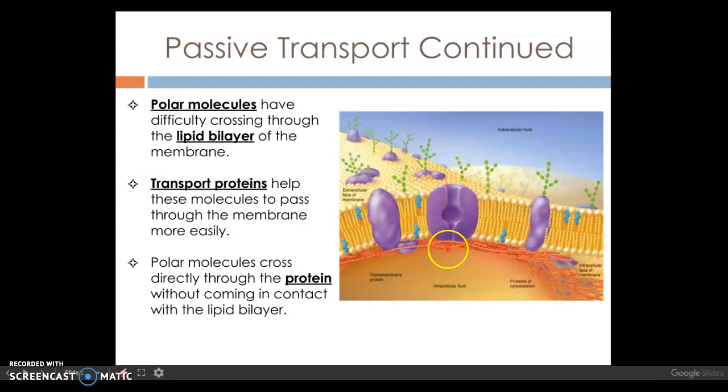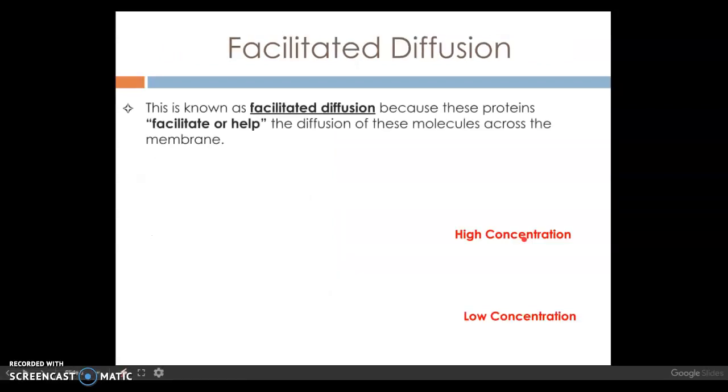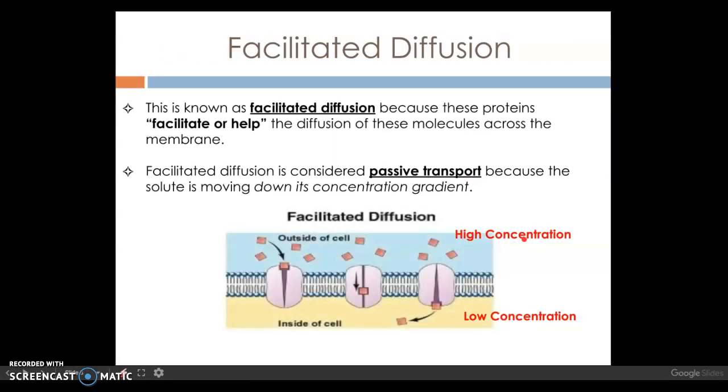These polar molecules will be able to directly pass through this protein without even coming in contact with the lipid bilayer. Okay. When we looked at our bubble example, when you did your stations, that was an example of a transport protein. Using transport proteins, still moving molecules from an area of high concentration to low concentration is considered passive transport. This process is known as what we call facilitated diffusion.